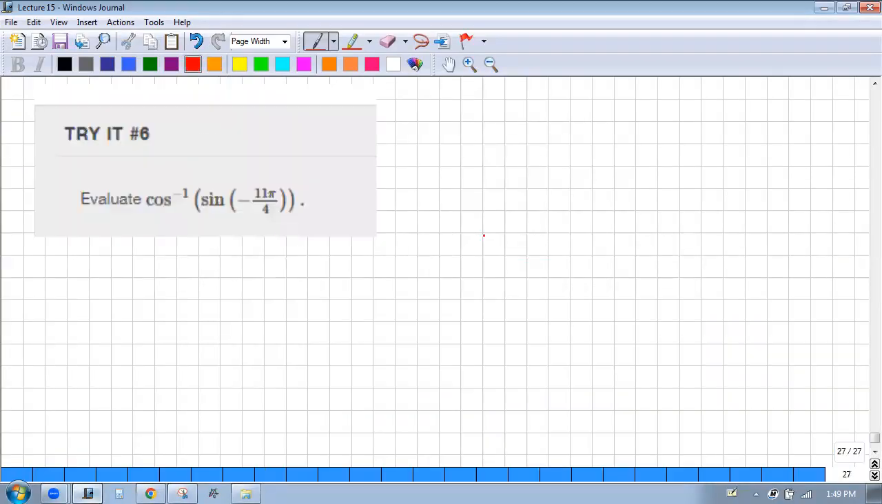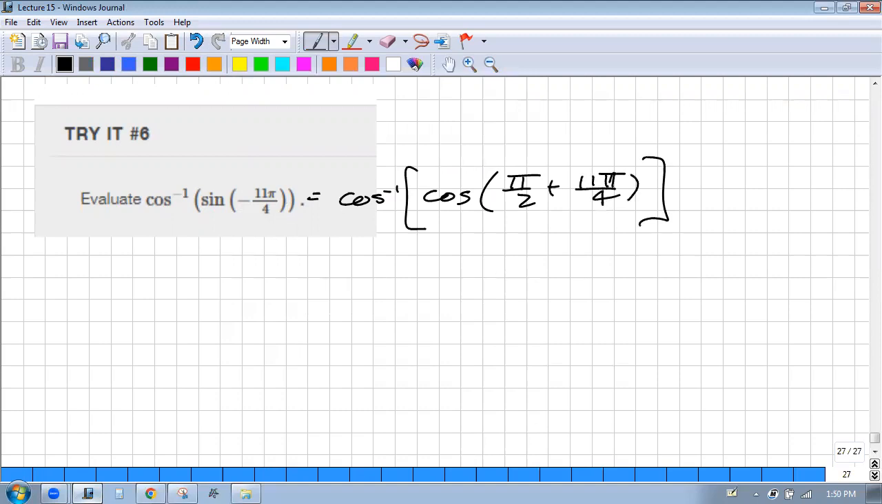All right, cosine inverse of sine. Let's turn the sine into a cosine. We need to do pi over 2 minus the angle. So I switch from sine to cosine, and switch the angle. What are these? Let's see, if I multiply the top and the bottom by 2, 2 and 11 is 13 pi over 4.